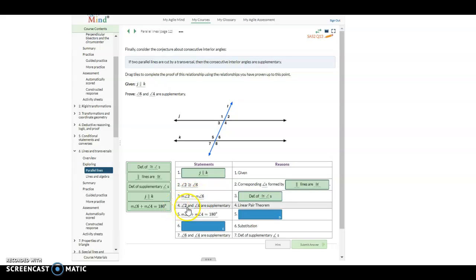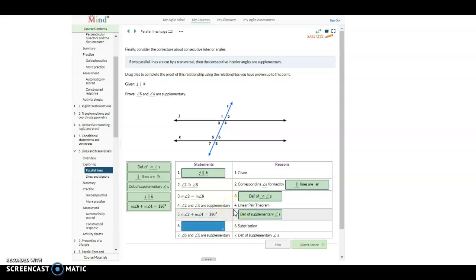Now step 4 was given to us. It says angles 2 and 4 are supplementary. We can see that 2 and 4 are adjacent angles that make a line together. We know they're called a linear pair, and we remember the linear pair theorem tells me that they are supplementary. And then in step 5, if I know they're supplementary, I know their measures have to add to be 180 degrees because that's what supplementary means. So that's simply the definition of supplementary angles.